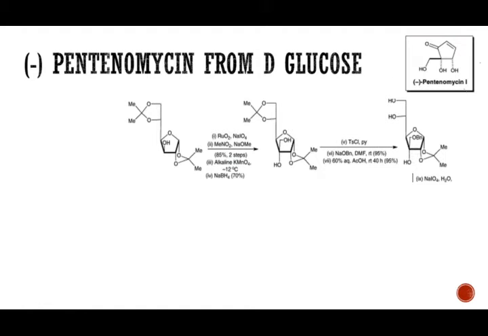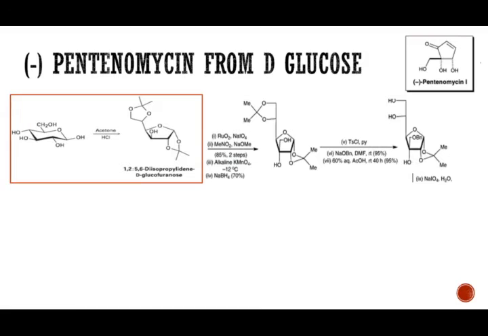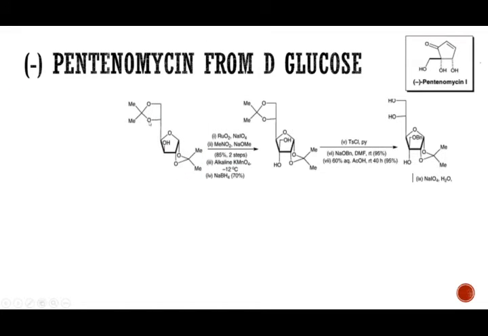So friends, let's start with glucose. You can see this first molecule is a protected form of our glucose. This is the structure of glucose. When it is treated with acetone in acidic condition, we get 1,2:5,6-diisopropylidene-D-glucofuranose. So this is our first structure, obtained from D-glucose. We get this acetal protected form of our D-glucose.